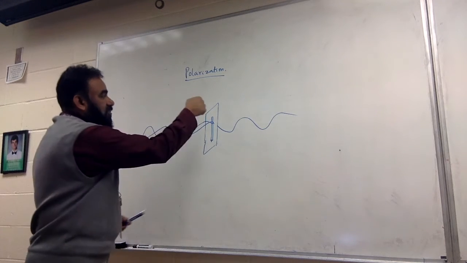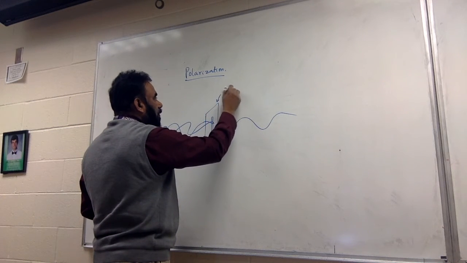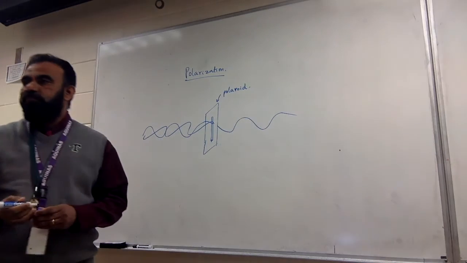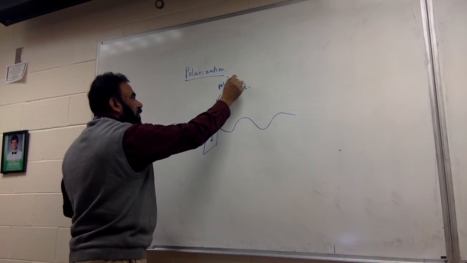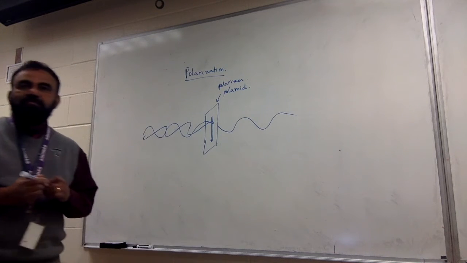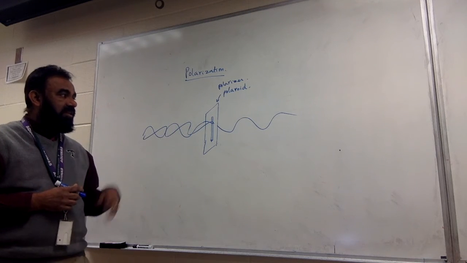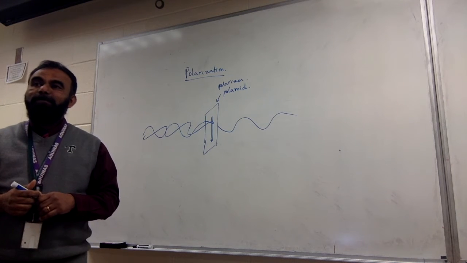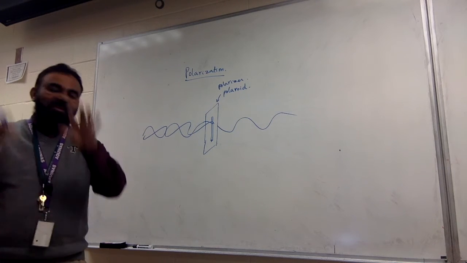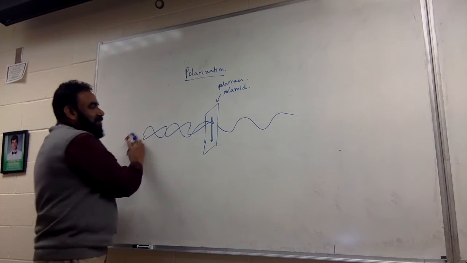And this thing that we have here, the slot, is called a Polaroid or a polarizer. That material that actually polarizes the light, polarizes the waves, is called a Polaroid or a polarizer. So, Polaroid pictures, why are they called that? We're getting there. Hold on.